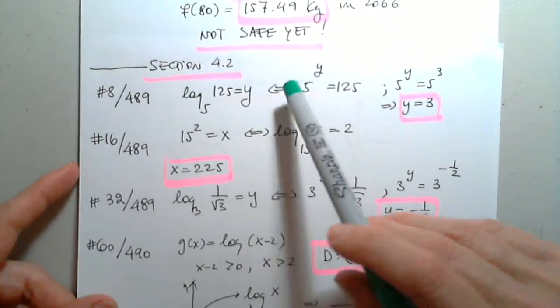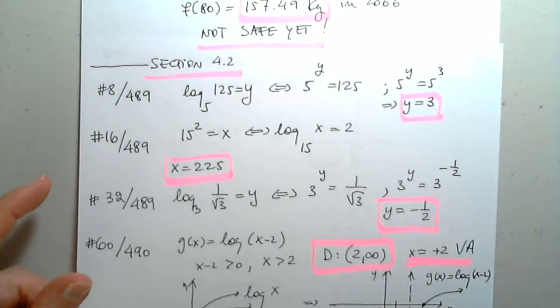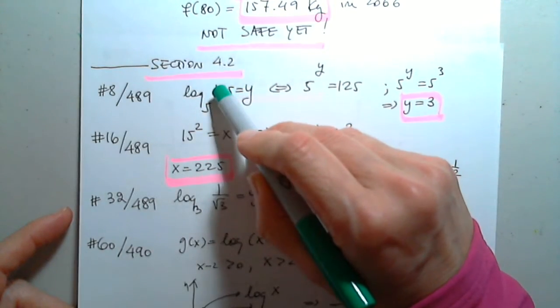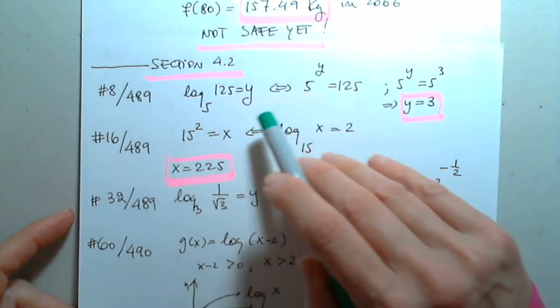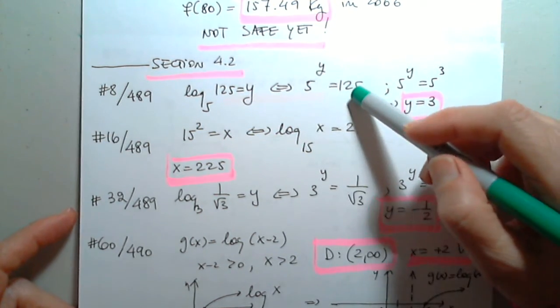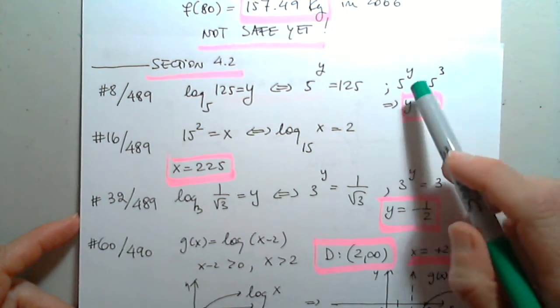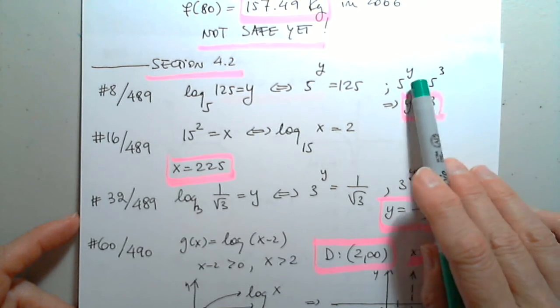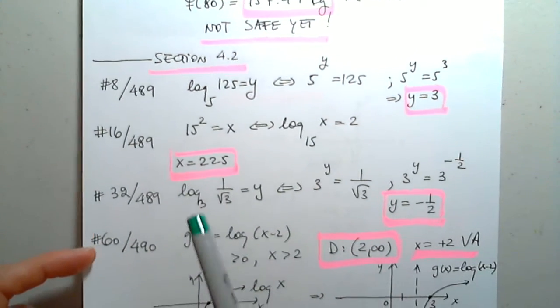The next section, we are asked to look at some equations, log equations. And always remember, the base raised to this power equals this number. Always counterclockwise. And change 125 into 5 to the third. Obviously, y has to be 3 because 5 to y has to be 5 to the third power, so y must equal 3.